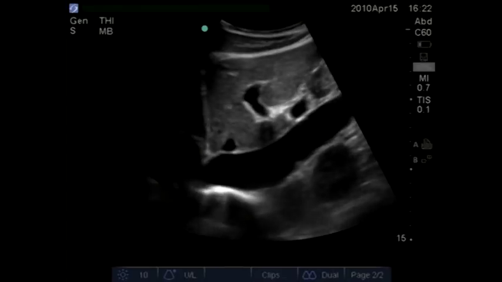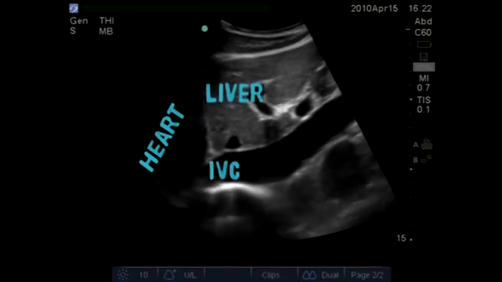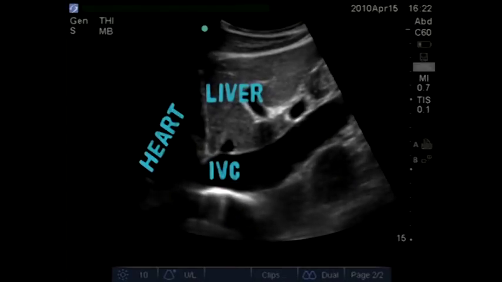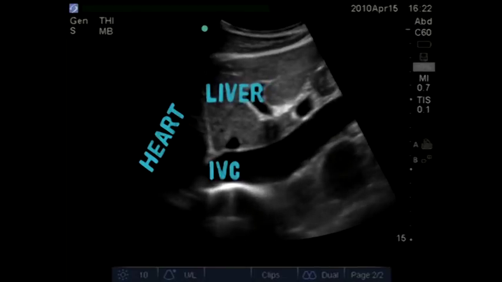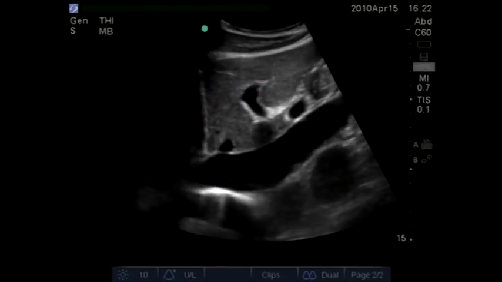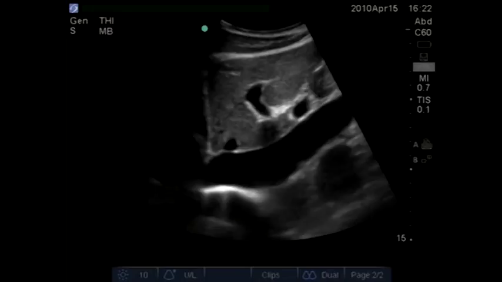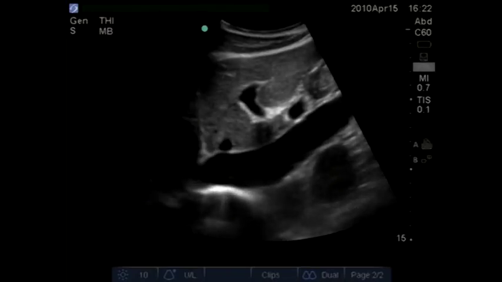So just to review that anatomy one more time, that thin black vascular structure is the IVC, liver's on top of it, and you're getting just a tiny cut of the heart. About 1 centimeter past the hepatic vein, or 2 to 3 centimeters from the heart edge, is where you look at the IVC.